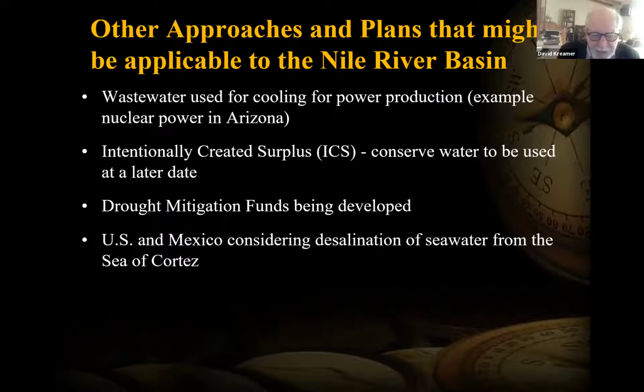The U.S. and Mexico have been negotiating and trying to reach agreement on considering a desalination of seawater from the Sea of Cortez or the Gulf of California. The Colorado River flows from more or less northeast to southwest and empties in the Gulf of California, which is also called the Sea of Cortez.